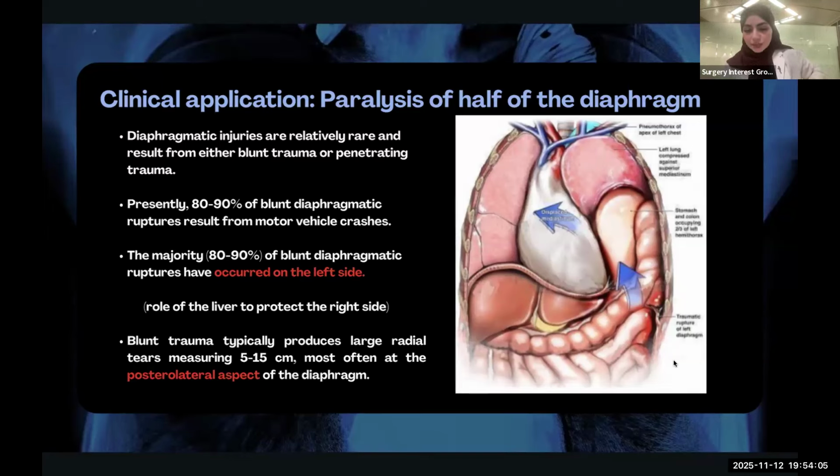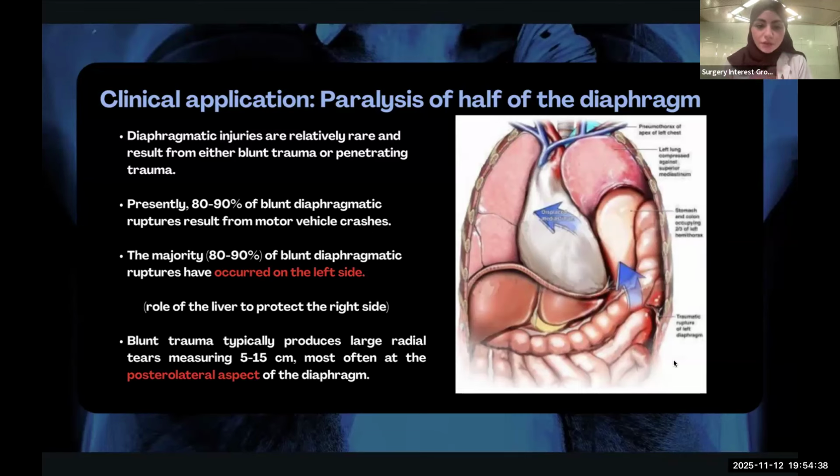The liver is very dense. Let's say someone were to punch me, or I were to go into a car accident where the steering wheel hit my thorax. I have the very big liver protecting the area. So the likelihood of me rupturing my diaphragm is not very high. But for the left side, I only have the spleen. It's a very small organ, nothing is protecting it. So if I were to have any blunt trauma to my left side, I'm 100% going to be rupturing my diaphragm on the left side.